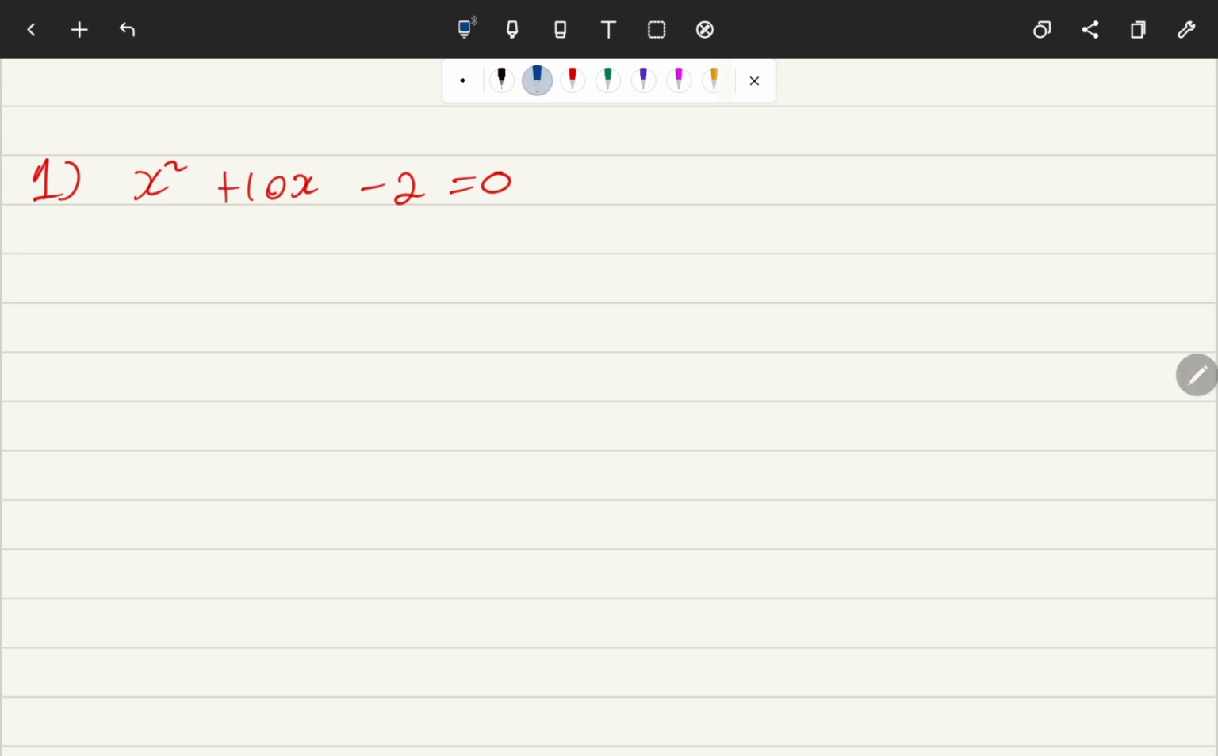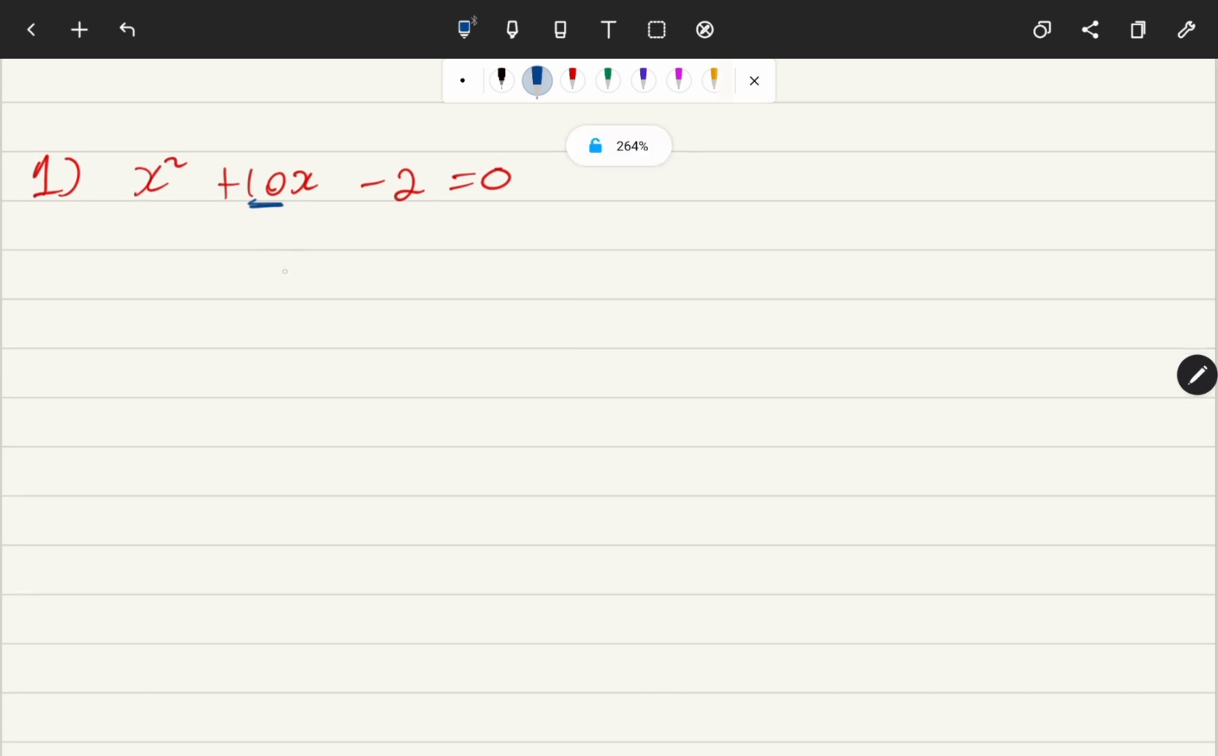Step 2 says what? We focus on the middle number right here. What are we going to do? We take it divided by 2. 10 divided by 2, the answer is 5. We know this 5, we're going to square it. We're going to square our 5, so I'm just going to write it as 5 squared, and then we're going to add and subtract this 5.